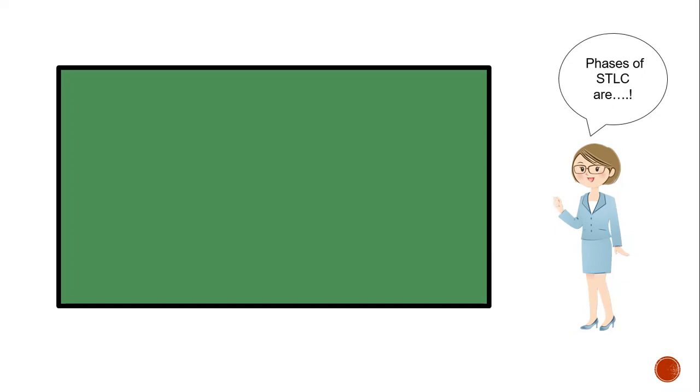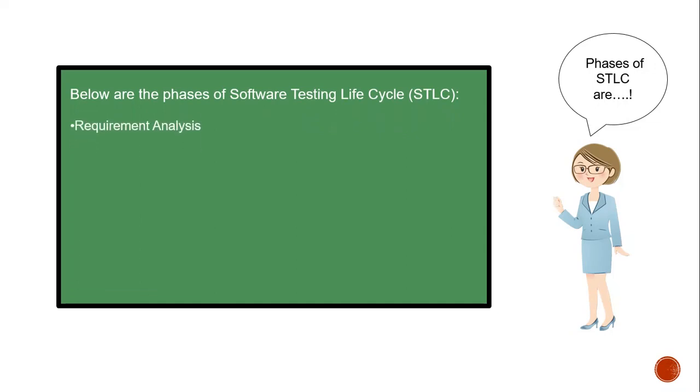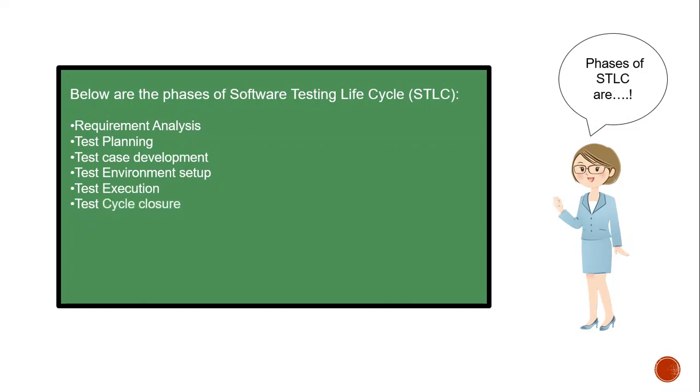Now, what are the phases of STLC? Below are the phases of software testing life cycle. First, requirement analysis, then test planning, then test case development, next phase test environment setup, test execution, test cycle closure.